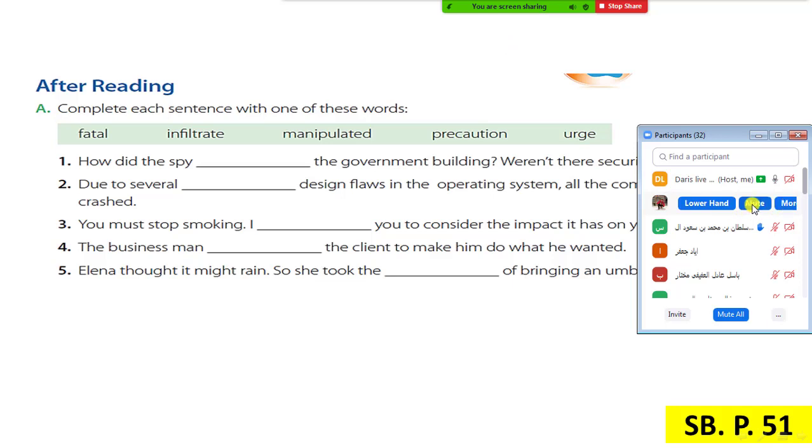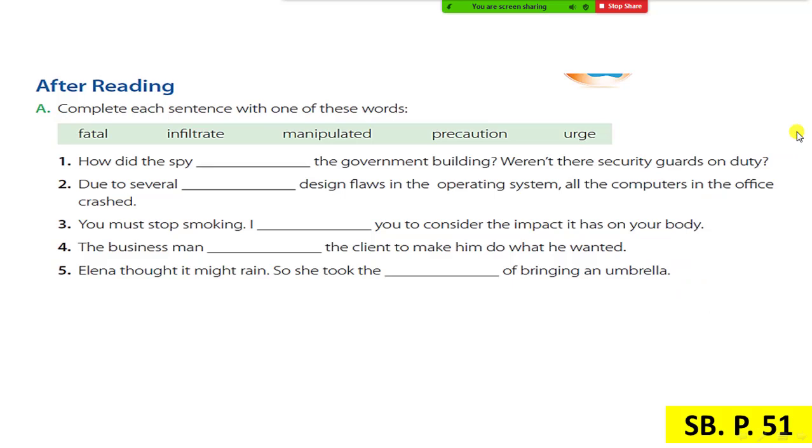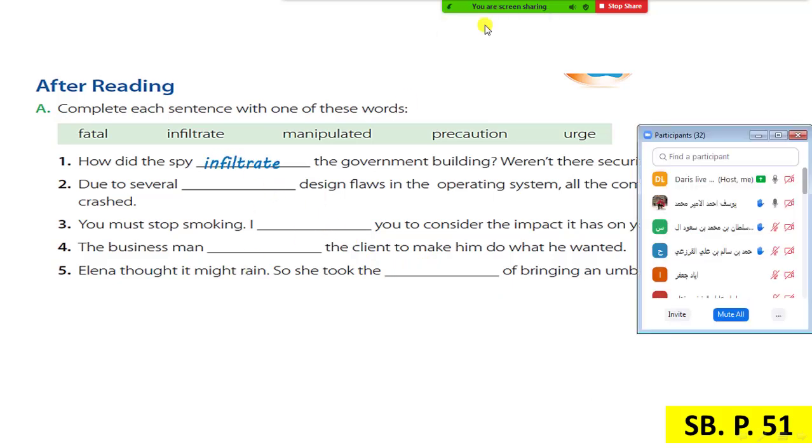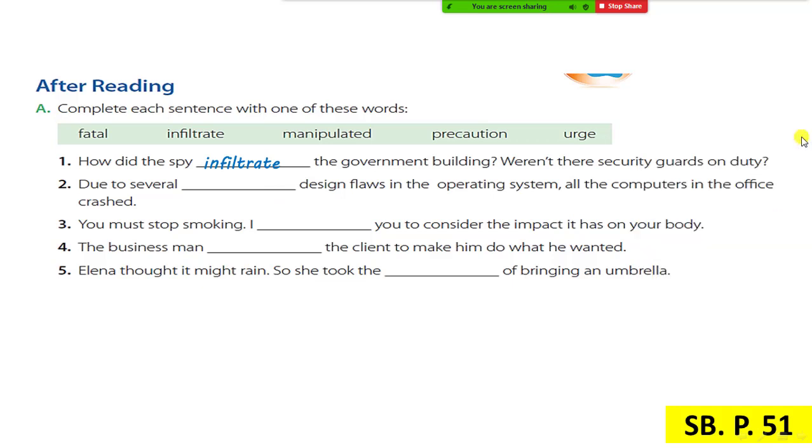Number one is: how did the spy infiltrate the government building when the security guards were on duty? Very good. Thank you, Yusuf. Number two. Okay, Sultan. Due to several fatal design flaws in the operating system, all the computers in the office crashed. Yes, due to several fatal design flaws. Thank you.